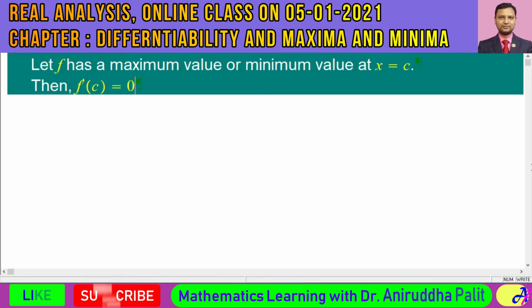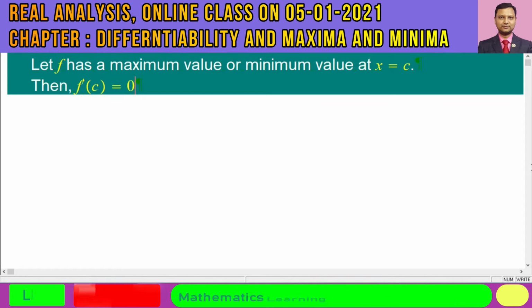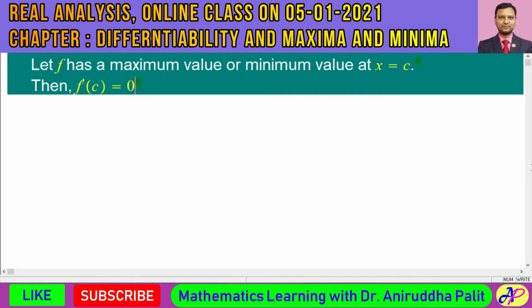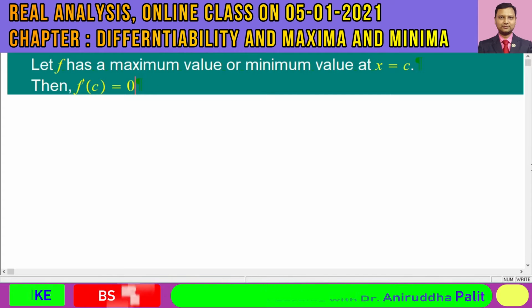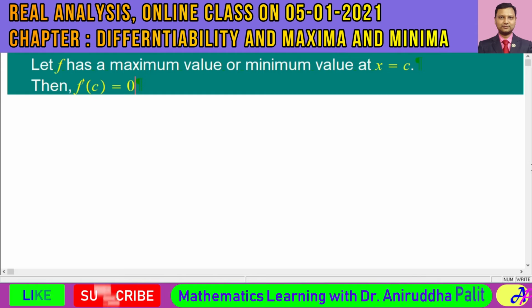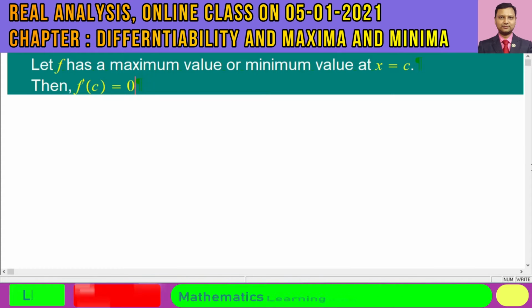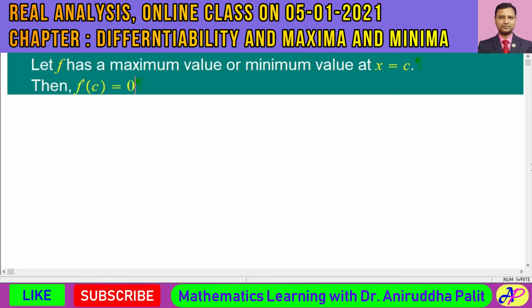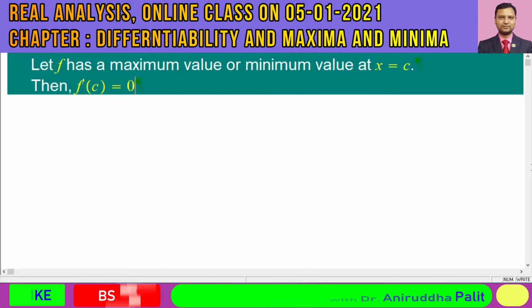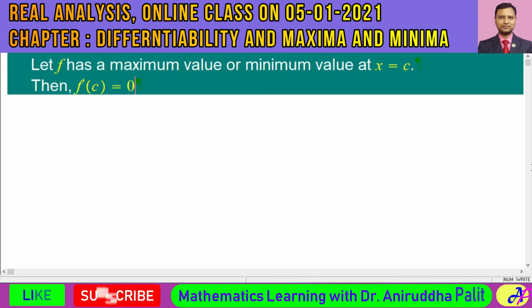Now the question is how to determine whether the function f has a maximum or minimum at the point x equal to c. This is a necessary condition. If we have a maximum, then f dash c is equal to 0. If we have a minimum value, then f dash c is equal to 0, provided the function is differentiable at the point x equal to c.